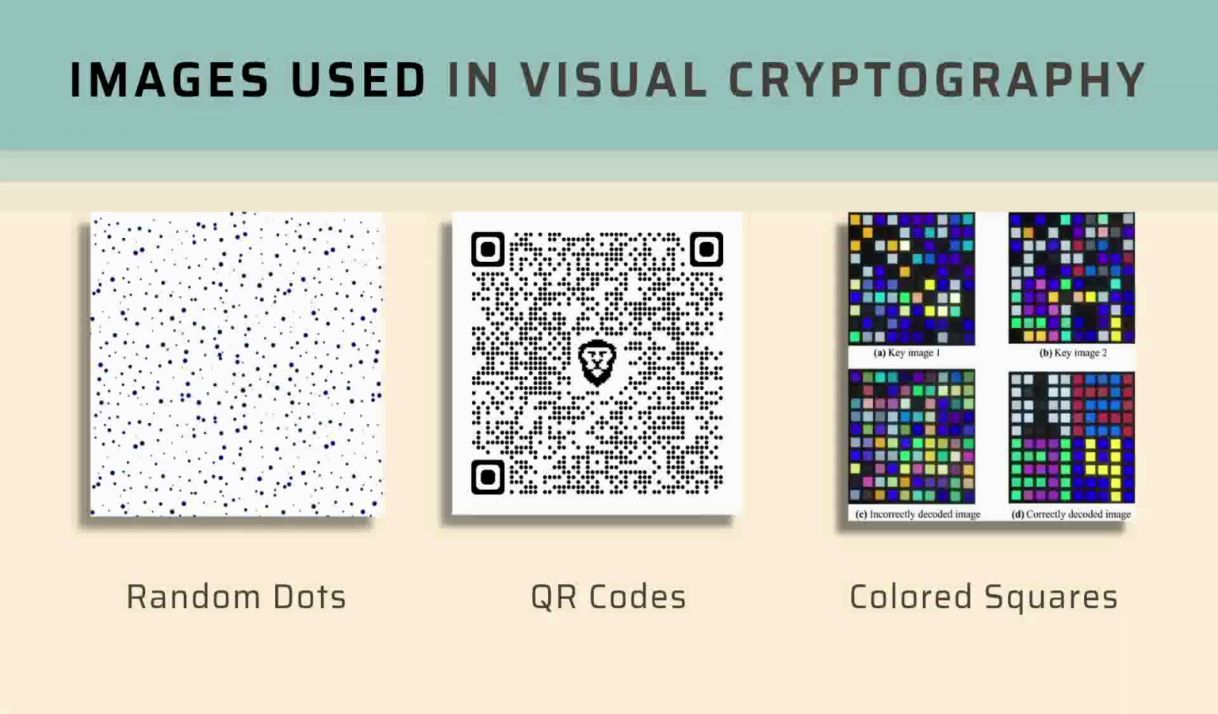And the third are the colored squares. This is a technique where an image is divided into a grid of colored squares. Each square contains either black or white pixels to encode the secret images. When the colored squares are overlaid, the original image is revealed, as we saw in that example of white secret message and black secret message.